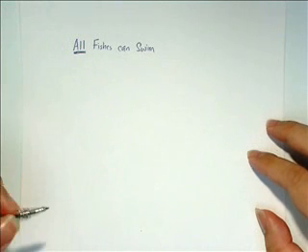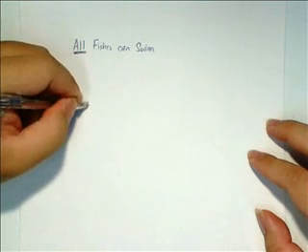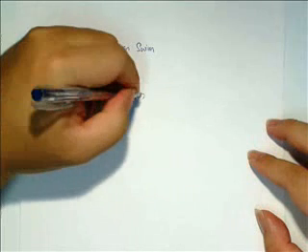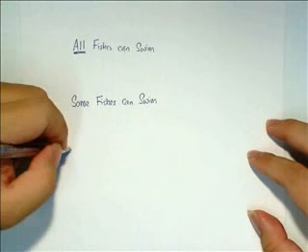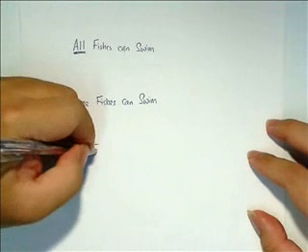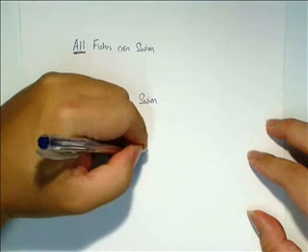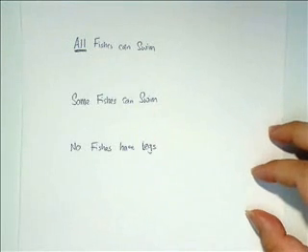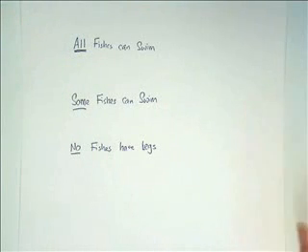The other types of statements that you will probably encounter would be "some": some fishes can swim, and yet another type would be "no". Let's say no fishes have legs. Okay, so let's try to translate all these statements into a symbolic representation.